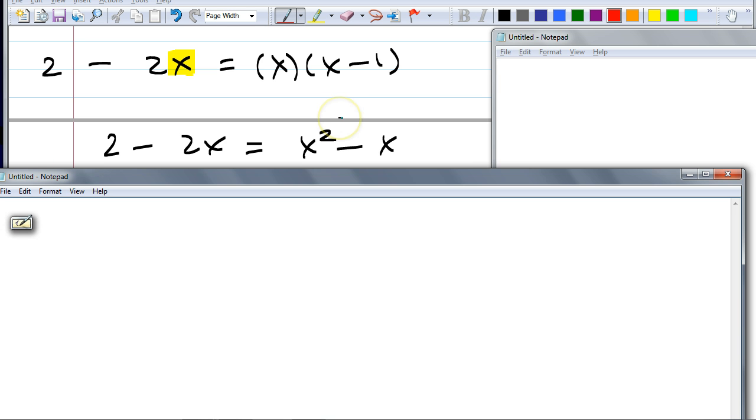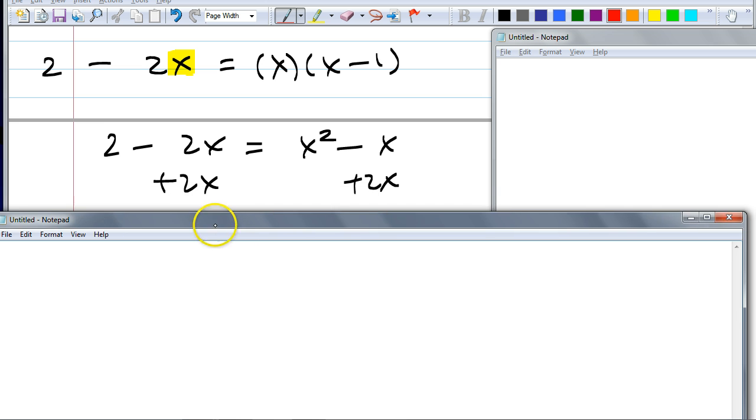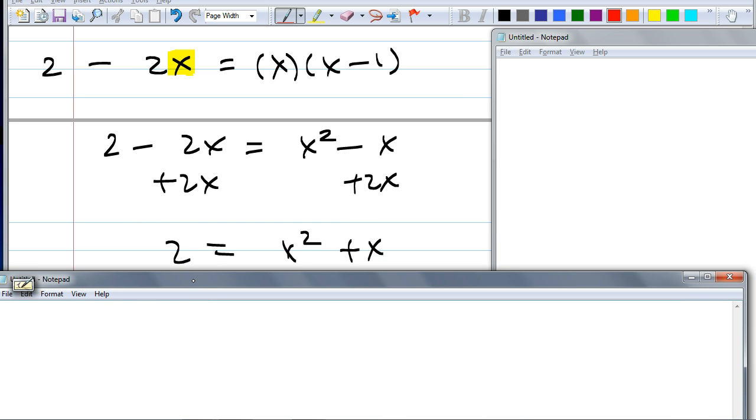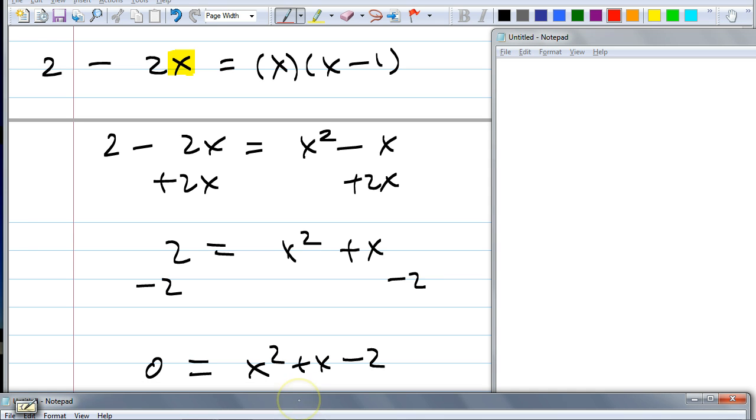Let's gather all our like terms. Do we have any x squared, like terms with x squared? No. Alright, so we do have x's. So let's add 2x to both sides and subtract, so that when we do that, I get this. Now we want to make it equal to 0, don't we? Because we get an equation that is not linear, right? So subtract 2 from both sides. So this is what you should have gotten: 0 is equal to x squared plus x minus 2.